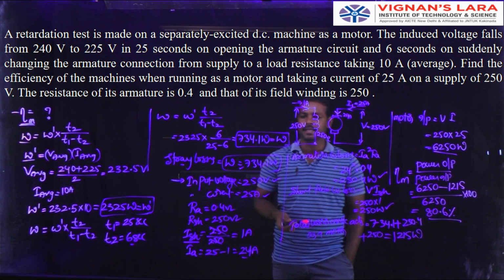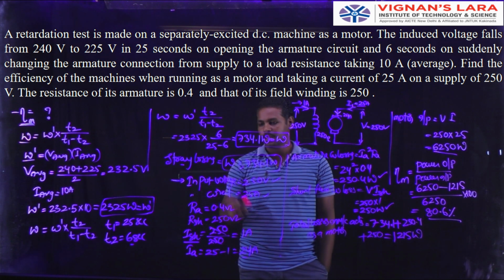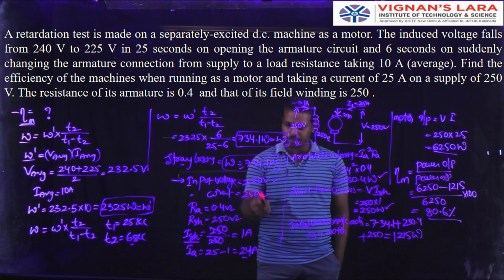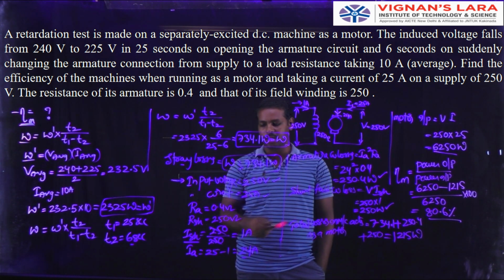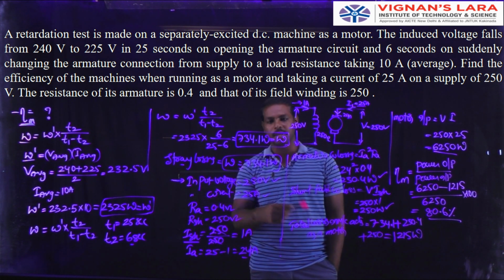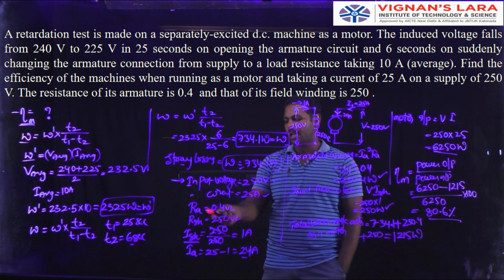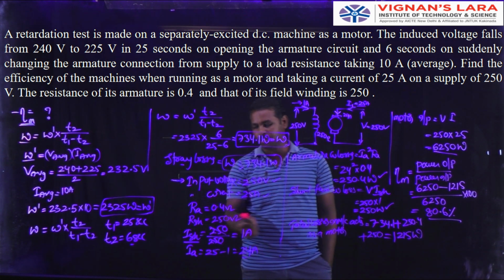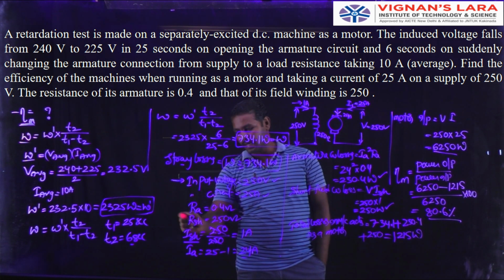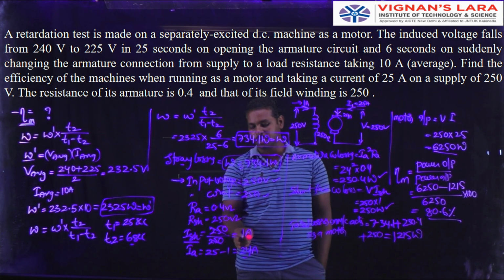So by using the retardation test, we can easily find the stray loss in the given machine, equal to 734.1 watts. Based on the given data, the input voltage from the supply is 250 volts and the input current drawn from the supply is 25 amperes. The product of these two is the power input, which is 6250 watts. Then the armature resistance is 0.4 and RSH is 250 ohms. So ISH, the shunt field current, is equal to voltage divided by resistance, which is 1 ampere.